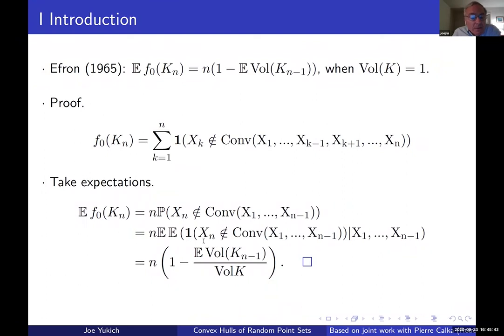And the probability that xn is not in the convex hull of the first n-1 points is, of course, just the ratio of the expected volume of the convex hull of the first n-1 points, that's this term here, divided by the volume of the body hosting the points. And there is the result. Here is Efron's result, a simple proof.